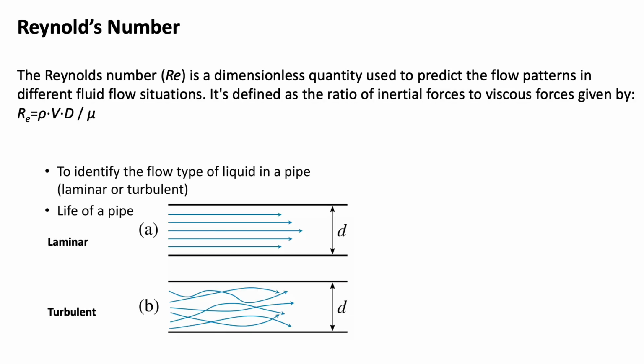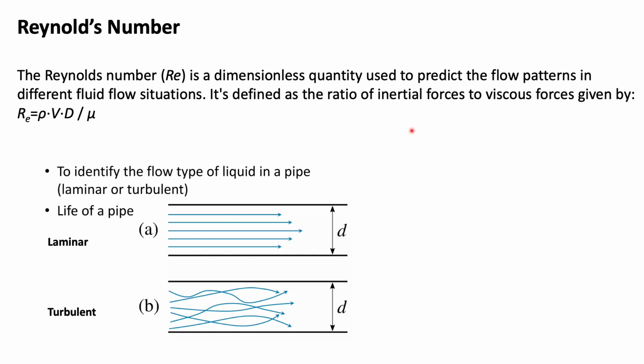Before solving the numerical problem, let's have an overview of the Reynolds number and why it is important. The Reynolds number, denoted by Re, is a dimensionless quantity used to predict the flow patterns in different fluid flow situations. It is defined as the ratio of inertial forces to viscous forces, given by Re equals rho V d by mu, where rho is the density, V is the velocity, d is the diameter of the pipe in which the liquid flows, and mu is the viscosity of the fluid.